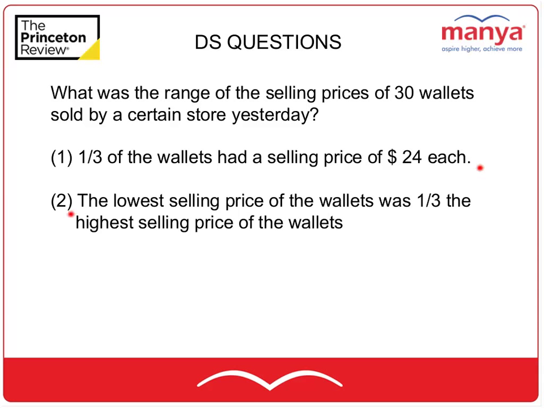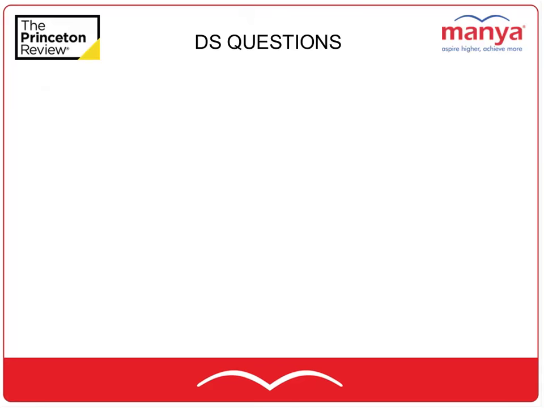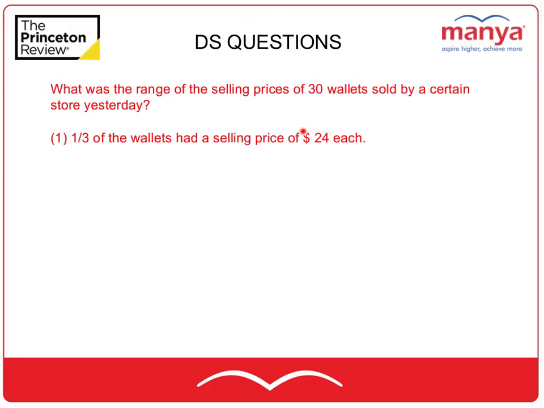Then the second statement says the lowest selling price of the wallets was 1/3 the highest selling price of the wallets. Now let us start solving the question. So the question is asking for the range. When we know it is going to ask for the range, we know we want the highest and the lowest price.